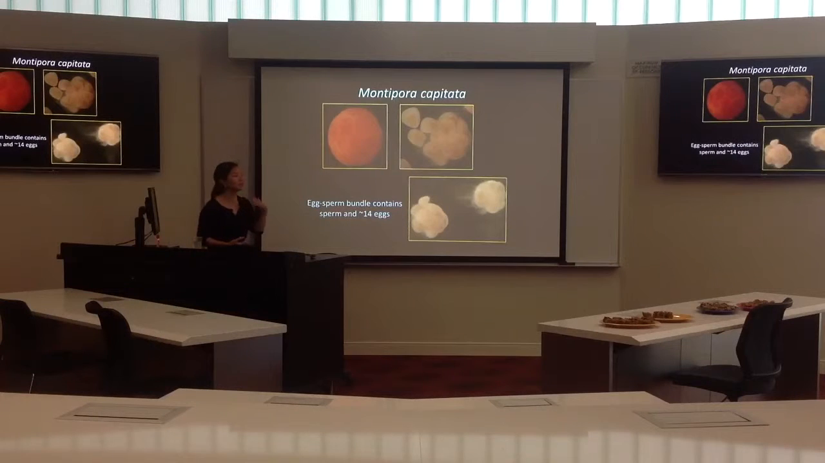To talk a little bit about the life history of Montipora capitata. So this is a broadcast spawner that reproduces only during the summer months from June to August during the new moon. And they are hermaphrodites. And so they release these egg sperm bundles that contain about 14 eggs packaged together with the sperm in the middle. And upon reaching the surface of the water, they disintegrate pretty rapidly. And they have to mix with other bundles of a different adult colony because they can't self-fertilize. They would have to cross with other bundles of a different colony in order to produce viable larvae.